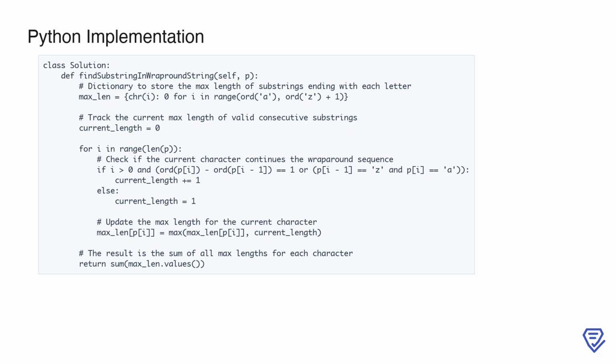Complexity analysis. Time complexity, O(n), where n is the length of the string p. We process each character once. Space complexity, O(1), as the max_len dictionary has a fixed size of 26. This solution is efficient and directly addresses the problem requirements, ensuring correctness and optimal performance.